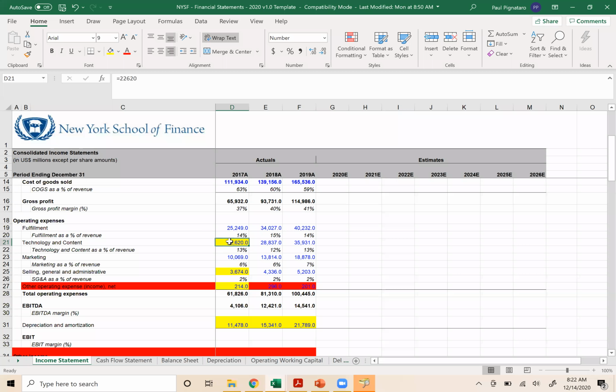Make sense? So what I did was, this was originally a hard-coded 22620. I went into 22620. This you already have in your model. I went subtract minus 11478. I went to the 28837. I went minus 15341. I went 35931. I went minus, and you can go in and say, Paul, I'd rather make a side table, EBITDA breakout, take a percentage of each line item.